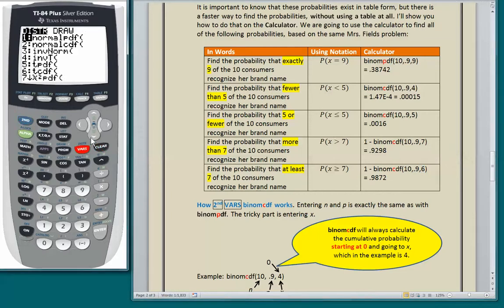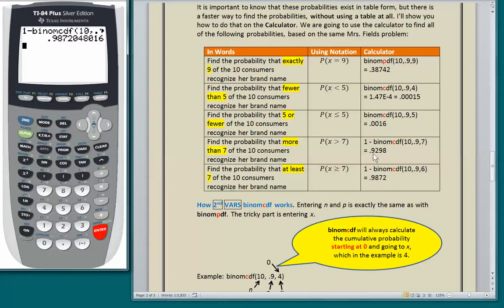Second vars. I want to do 1 minus, 1 minus second vars, 10, 0.9, and 6. And there's our answer, 0.9872.